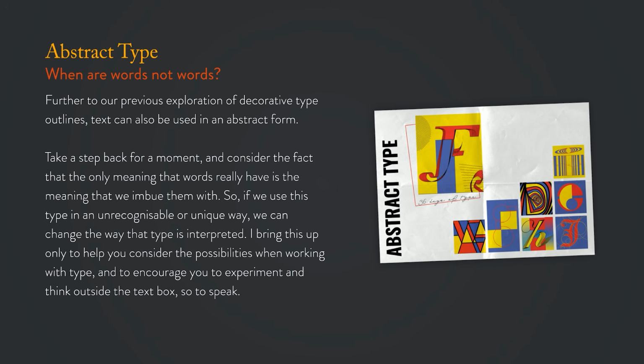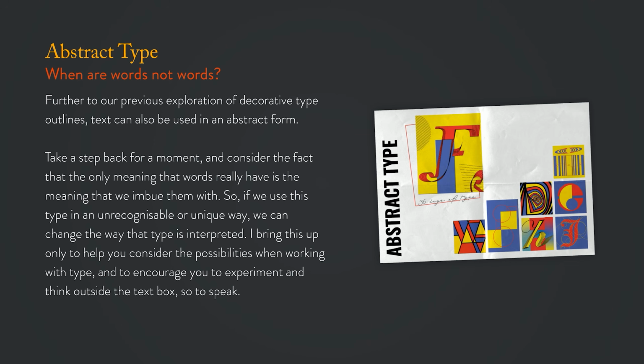So abstract type then. When are words not words? So further to our previous exploration of decorative type, text can also be used in a completely abstract manner. So take a step back and consider for a moment that the only reason that we attribute meaning to words is because we as a species have decided that that's a good way to communicate. Yeah, we as a country, in the UK, some parts of the world have all learned that an uppercase A means this noise. Yeah, and a Q means this noise. And a Z means Z. Yeah. But what are they?